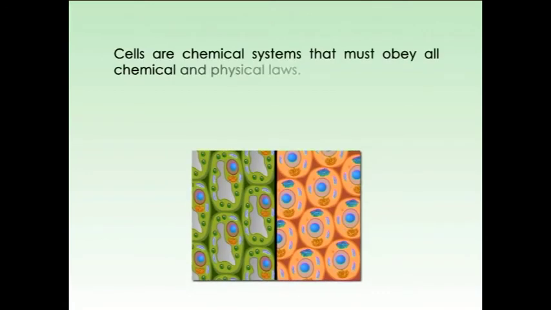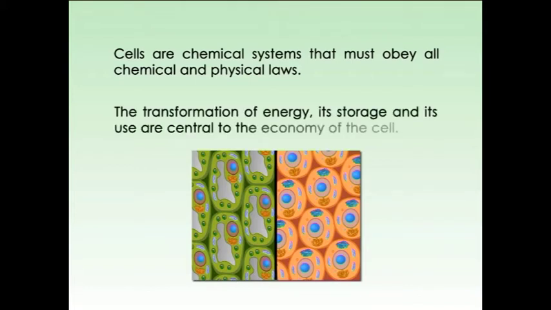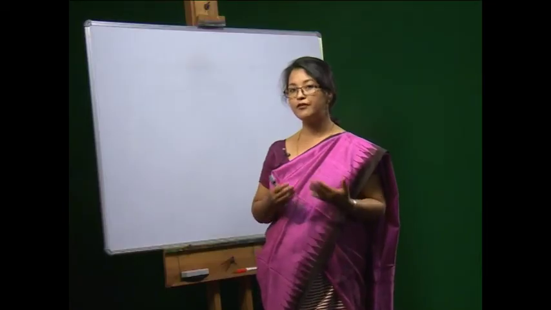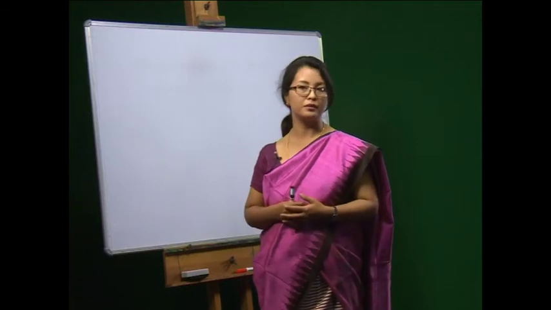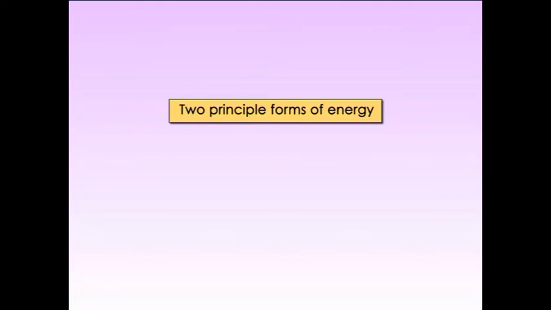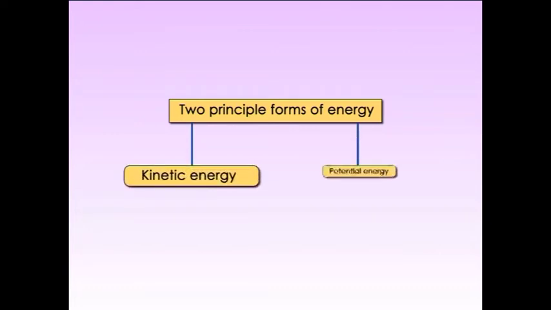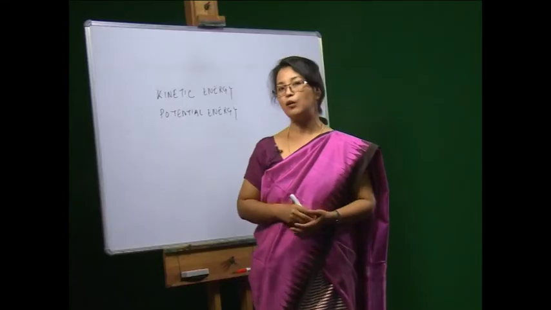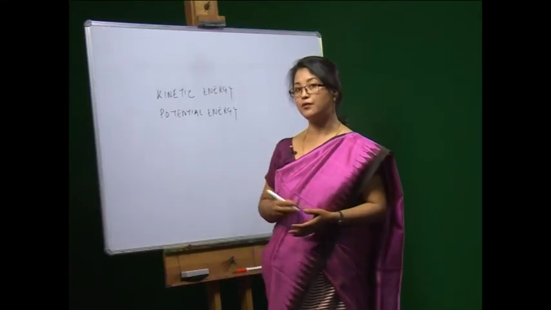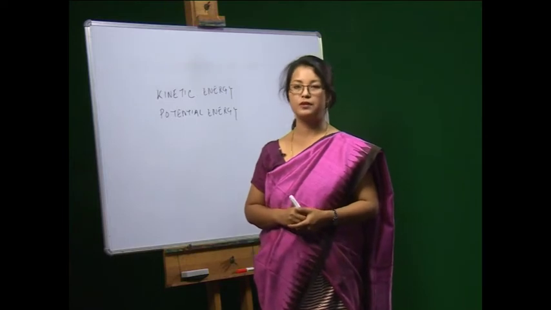Cells are chemical systems that must obey all chemical and physical laws. The transformation of energy, its storage, and its use are central to the economy of the cell. You know that several forms of energy are important in biological systems. There are two principal forms of energy, which are kinetic energy and potential energy. Now let's look at some of the examples of these two types of energy.